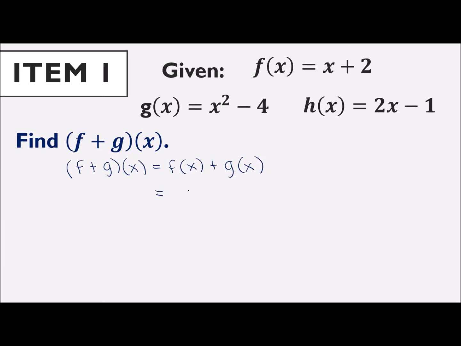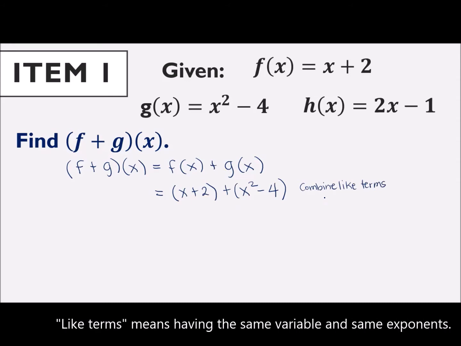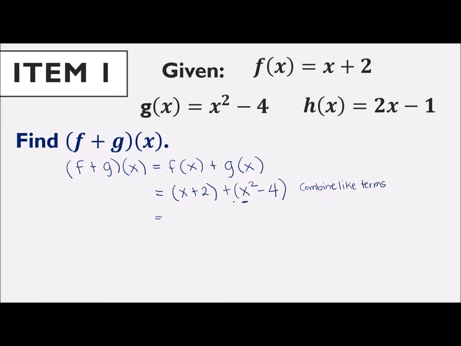So, kunin natin yung f of x, which is x plus 2. And then, ang g of x natin ay x squared minus 4. Yung iba, nalilito pa rito. So, lagi nating tatandaan, combine like terms. Once we say combining like terms, we are getting the same variable and the same exponents. So, unahin natin yung may pinakamataas na exponent. Si x squared, may kaparehas pa? May x ba tsaka squared din? Okay, wala na. So, kung wala na, copy mo lang.